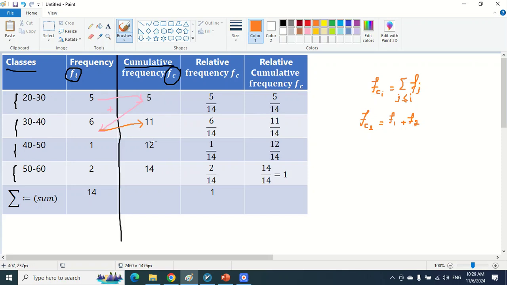So the cumulative frequency for the next one will be 11 plus 1: 11 is added to 1 and it becomes 12. For instance, at the third class the cumulative frequency is 12. This means that for this class the addition of all frequencies 5 and 6 and 1 is equal to 12. For the next one, I just add 2 for the next frequency and the result is 14. The sum of the frequencies and the last cumulative frequency should always be the same, because we have that much frequency at the end.